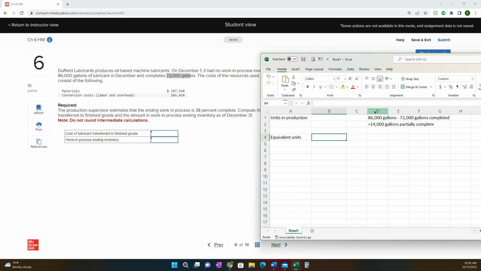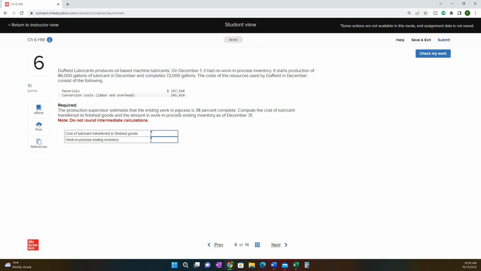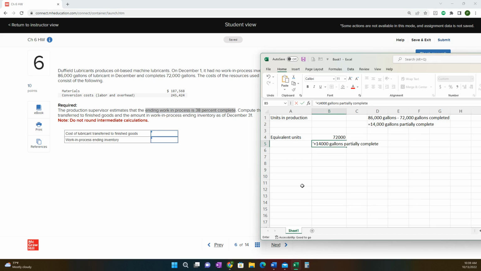Now, for the concept of equivalent units, we want to know how many complete gallons we have. So we have 72,000 that are 100% complete. We also have the 14,000 gallons that are partially complete. But we have to convert those 14,000 gallons, consolidate them into a complete number. The question tells us that the ending work in process is 38% complete. So we take that 14,000, multiply that by 38%, and we get 5,320 complete gallons, or equivalent units.